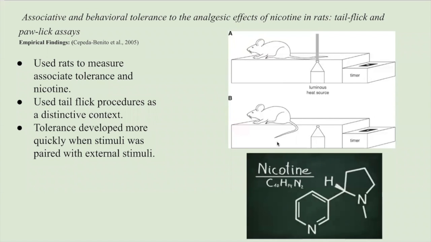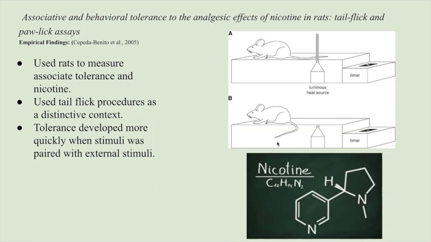Hello, this is Sophie, and the purpose of this study was to measure the associative and behavioral tolerance to the analgesic effect of nicotine. Theories of drug tolerance differentiate between associative and behavioral drug tolerance. However, little research has been done previously on the effects beyond alcohol and morphine. To test this, they used rats and tail flick procedures, which were spoken about previously and can be seen in the image on the left of the screen. The study tested varying time course development to measure the effects.